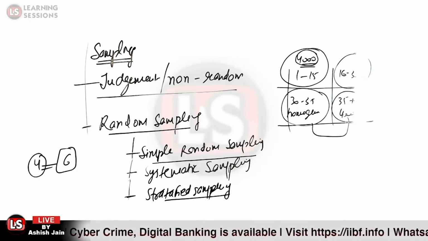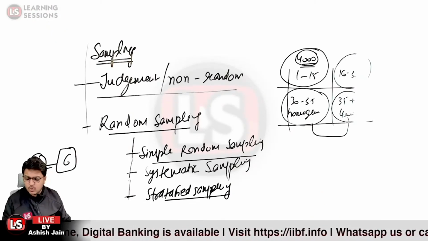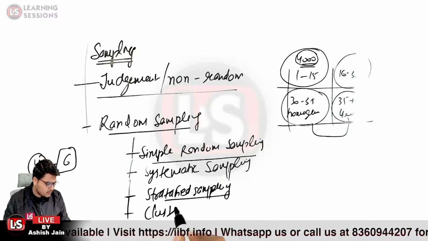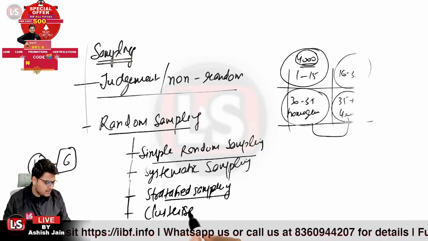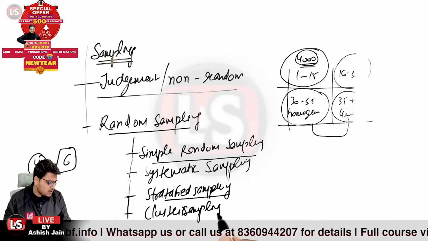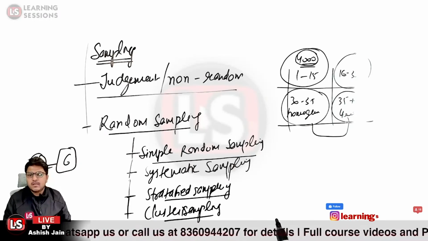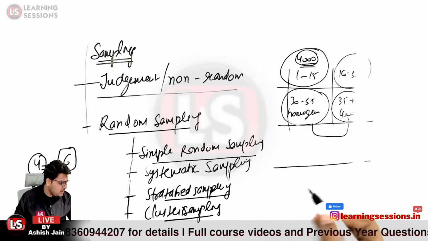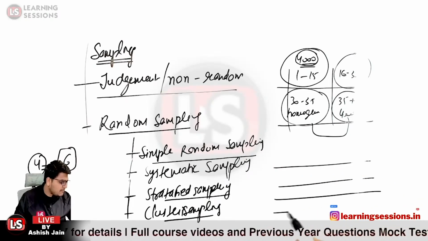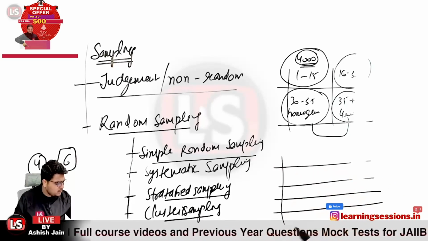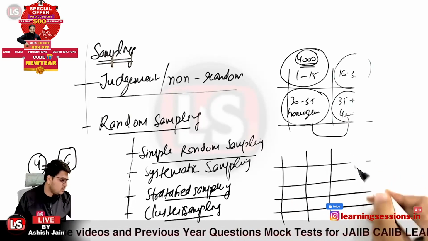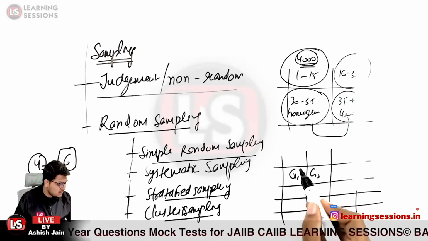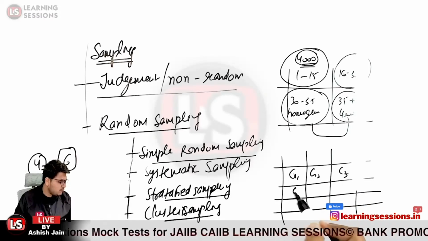The next type we are going to cover is cluster sampling. The fourth type that we are going to cover here is cluster sampling. Now cluster sampling is totally opposite to stratified sampling. Why is it opposite? Let us have a look. Let us take the case that the company took the map of the city and divided it into different groupings. Now this is G1, this is G2, or we can say cluster C1, C2, C3, C4 and so on.